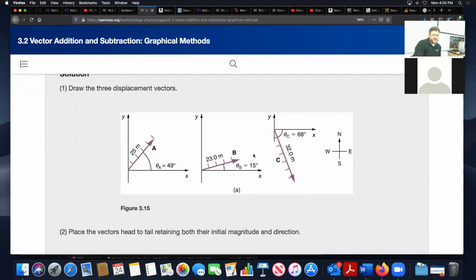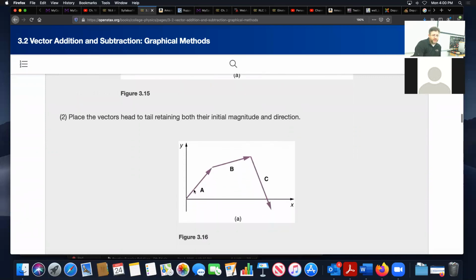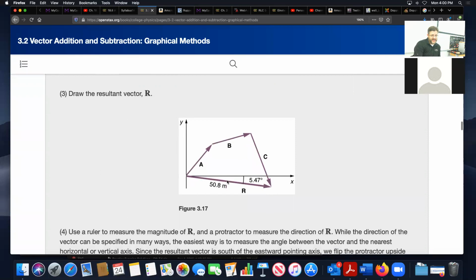And if you put these all head to tail, three in a row, they look like this, boom, boom, boom. And then your overall displacement starts here and goes to there. So it looks like that. And you can calculate what the length of that is using geometry, some trigonometry if you want. But it's a pain in the neck.